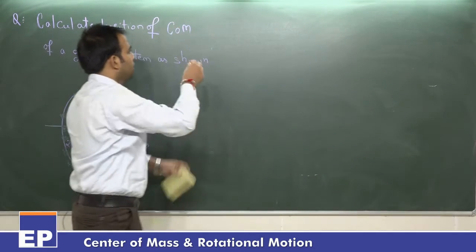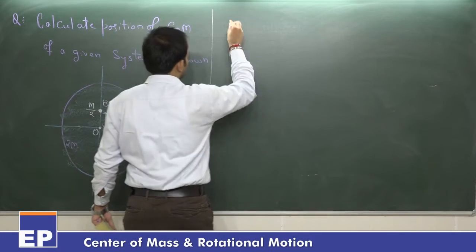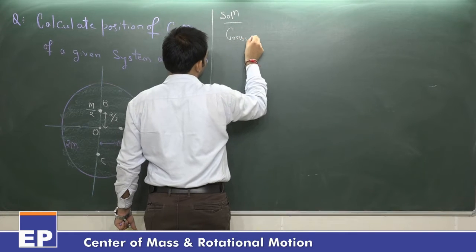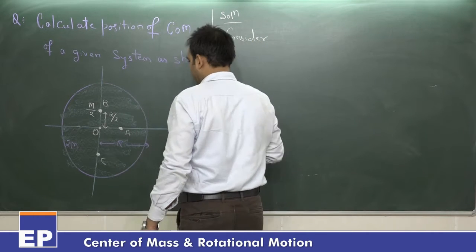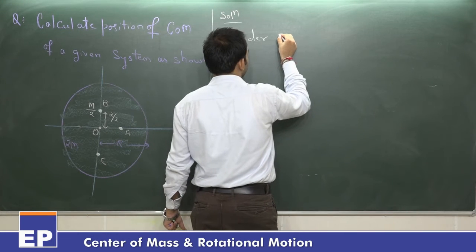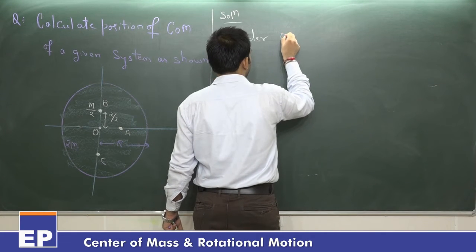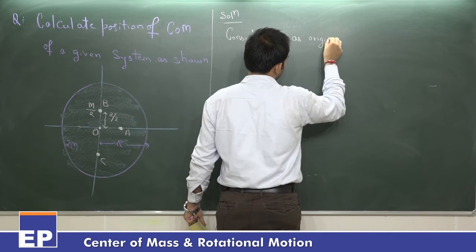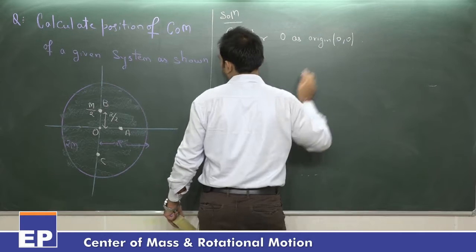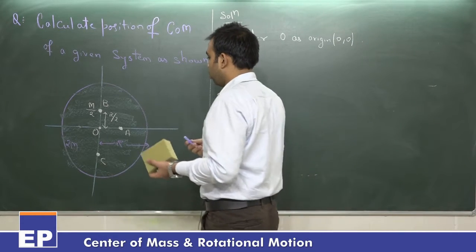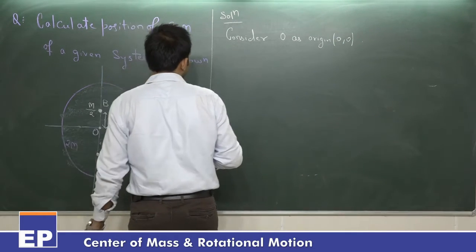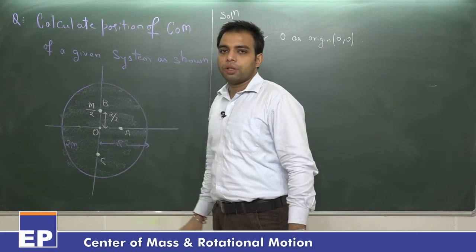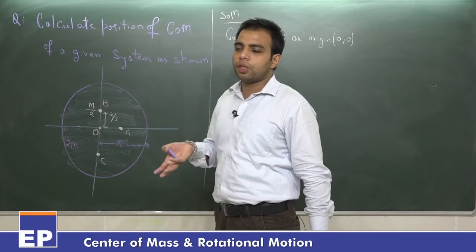Now, how to deal with it? Let's suppose I am considering O as origin, that is (0,0). अब देखो मैं क्या लिख सकता हूँ। सबसे पहले पूरी इस डिस्क का सेंटर ऑफ मास कहाँ पे होगा? The center of mass of the disc is at its own center, मतलब that is at origin. Now, इन बाकी जो 3 masses बचे उनका सेंटर ऑफ मास कैसे निकाल सकता हूँ?